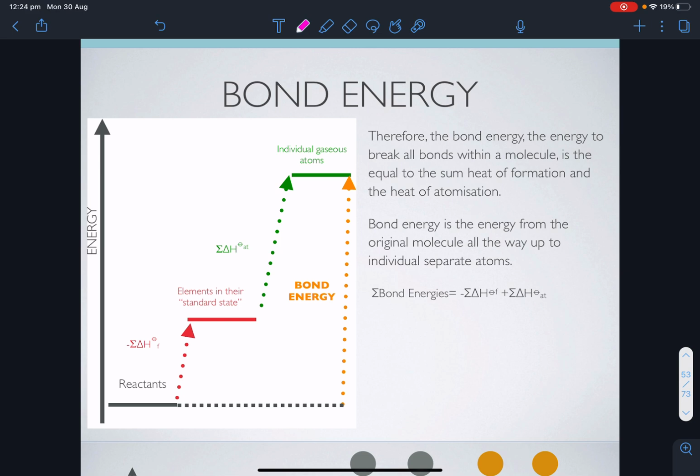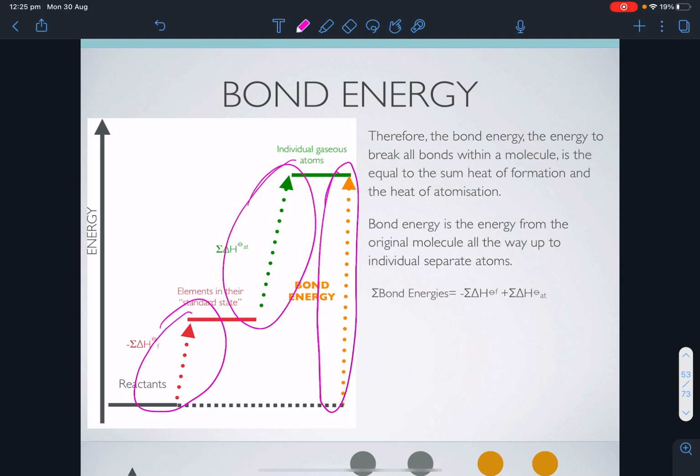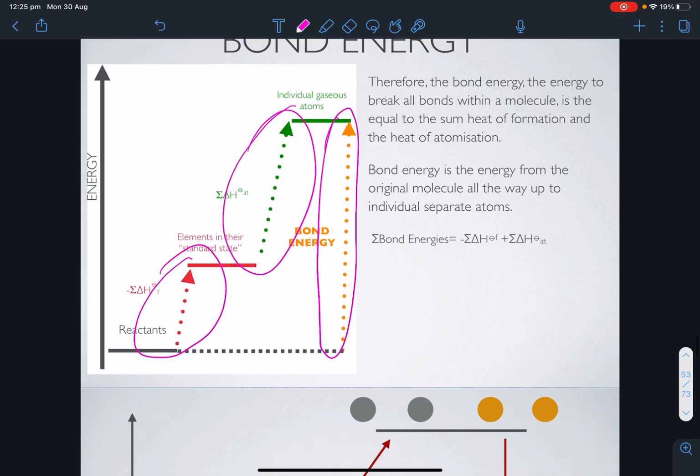bond energy. So here you can see in the diagram we've been getting to this point where we're working out the energy in all the bonds in a compound, where the bond energy, let's call it, or the energy in all the bonds, is equal to the negative heat of formation, plus the heat of atomization for all the elements in there. So we can work out how much energy is in the bonds.